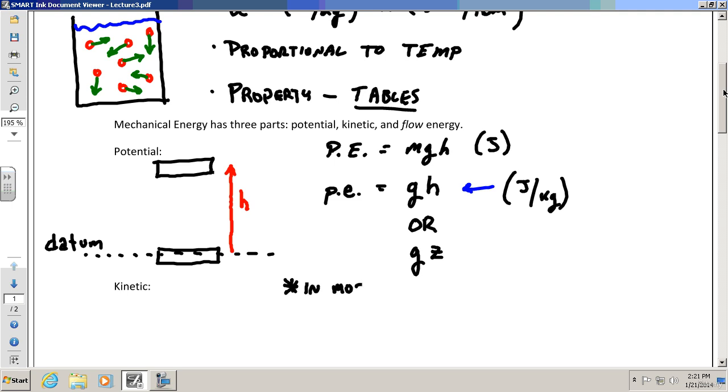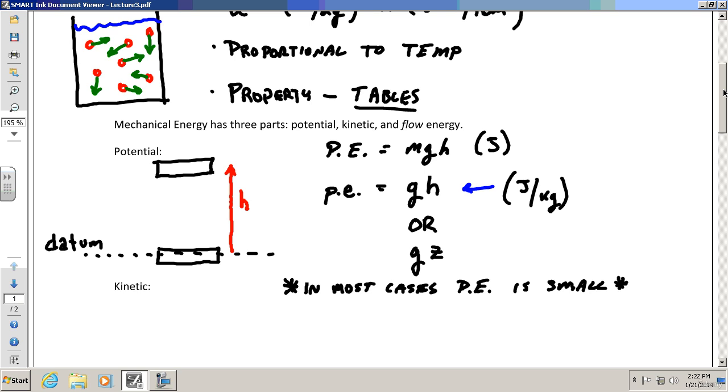But let me finish with this one point. In most cases, potential energy is small. In most cases, not all cases. Sometimes potential energy is very significant. But in most cases in this class, potential energy will be small. We will not use potential energy very often. We will use it some, though, obviously, or I wouldn't introduce it.